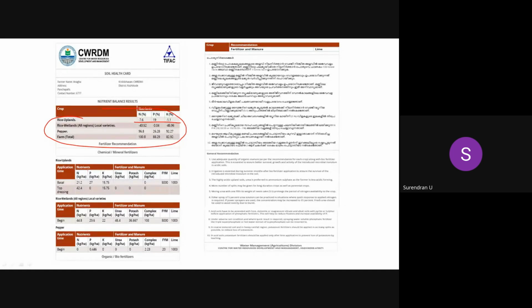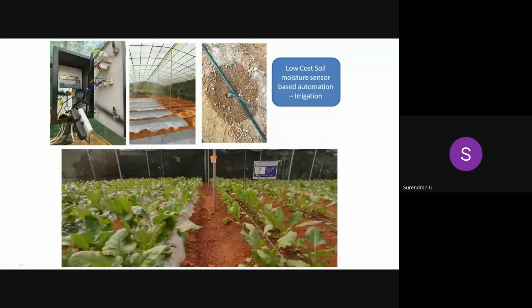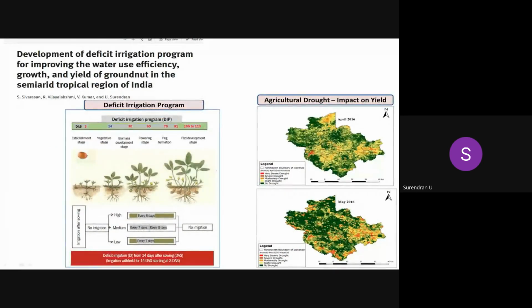So based on that, for the new crops, it will be adjusting how much quantity of nutrient you have to apply. So this is like the irrigation water requirement I was showing for coconut, black pepper, for each zone. This is also one of the softwares. This is what I was telling about, the low cost soil moisture sensor based automatic irrigation system. It can be given for greenhouses, polyhouses, or even open fields, and you can operate through mobile.